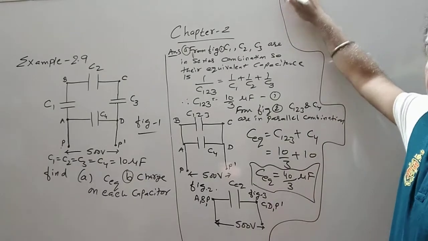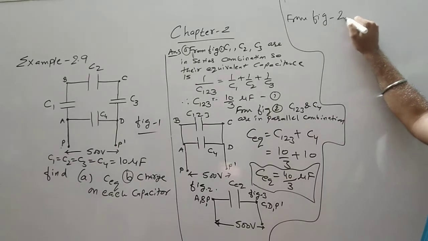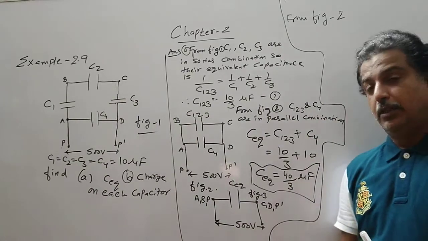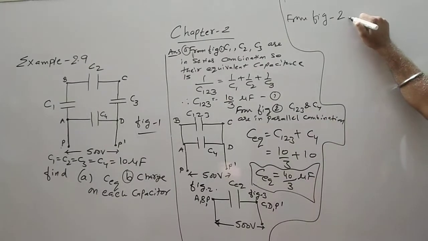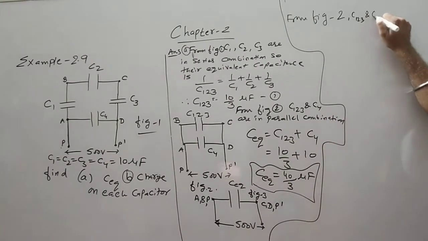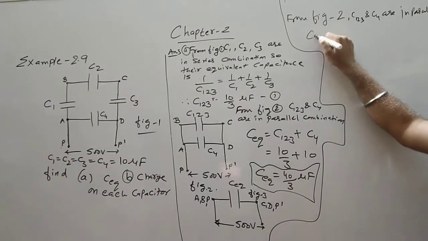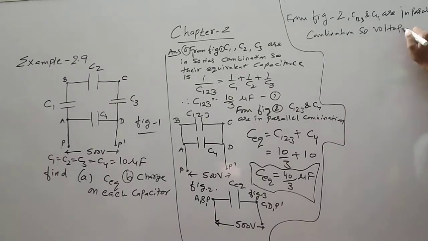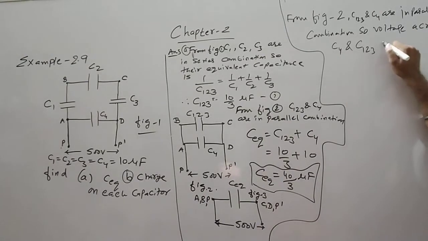From figure 2, now I have to go in backward steps: the last diagram, the second last diagram and the first diagram. So from figure 2, C1, 2, 3 and C4 are in parallel combination. So the voltage across C4 and C1, 2, 3 is the same.